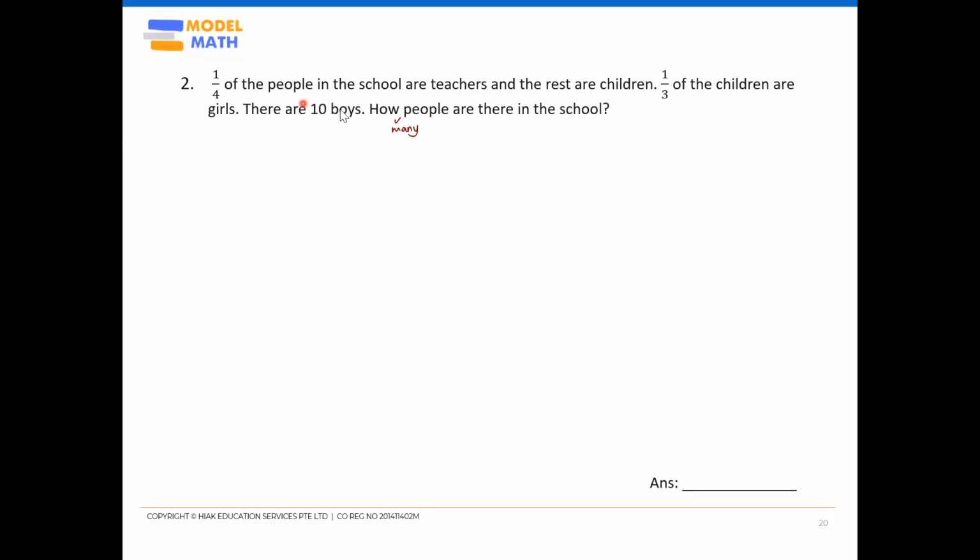Now, 1/4 of the people in the school are teachers and the rest are children. 1/3 of the children are girls. There are 10 boys. How many people are there in the school?